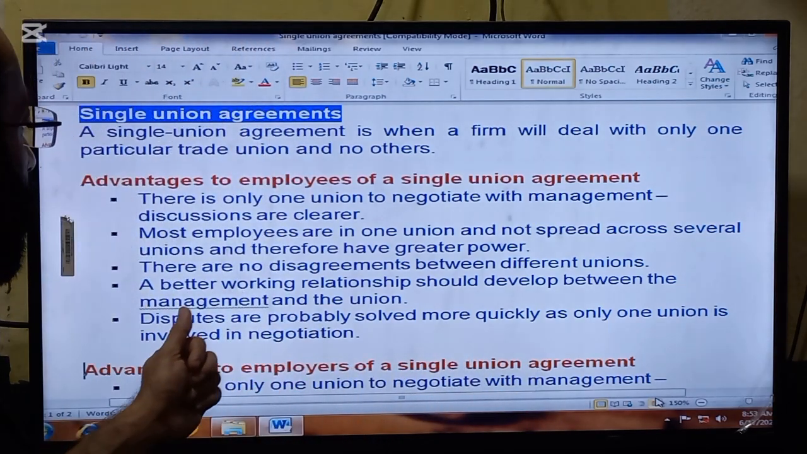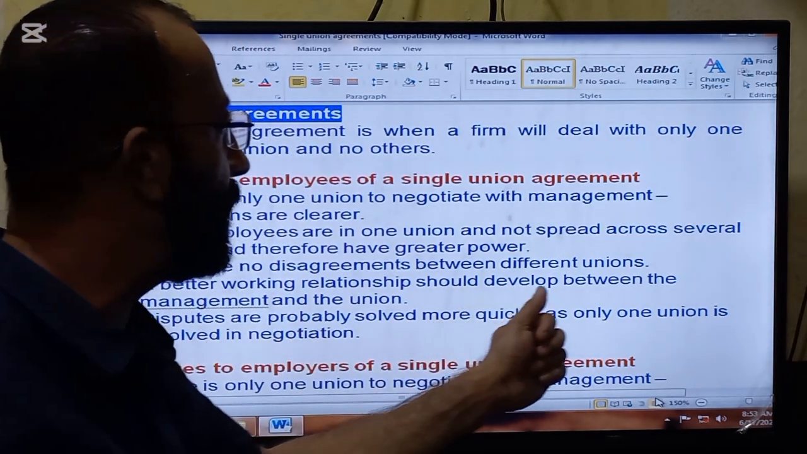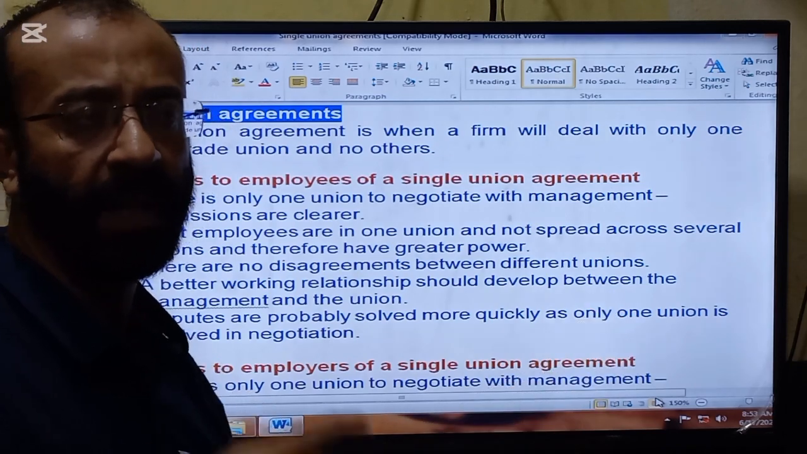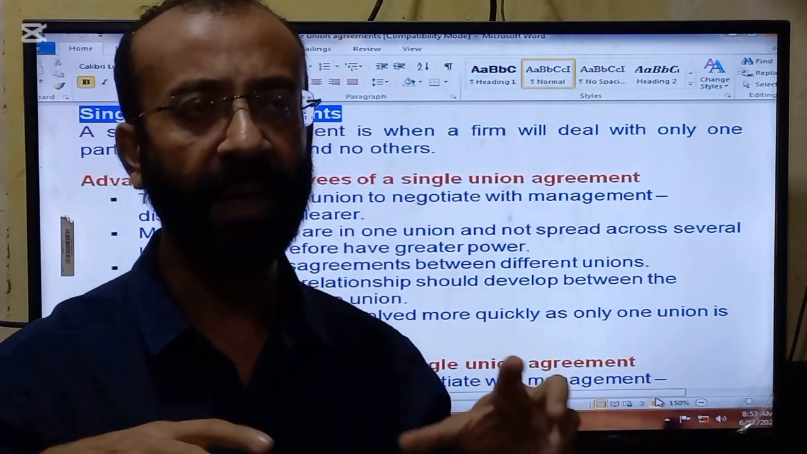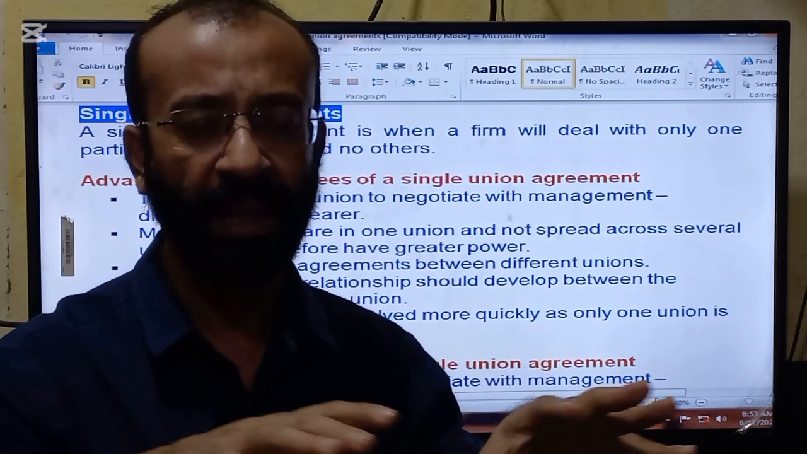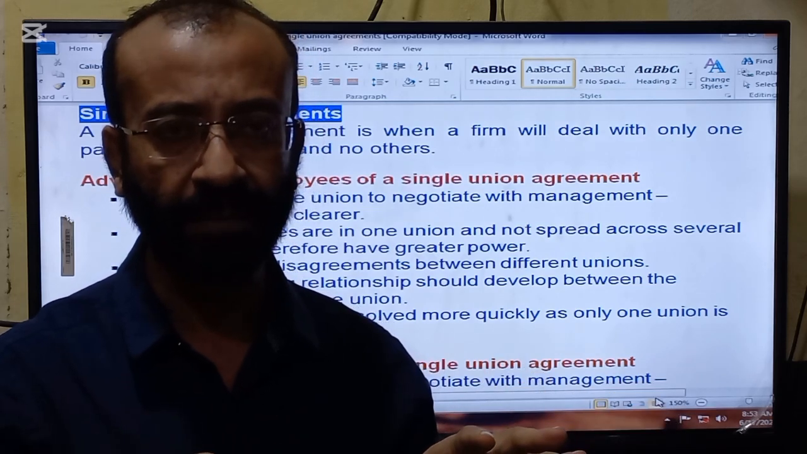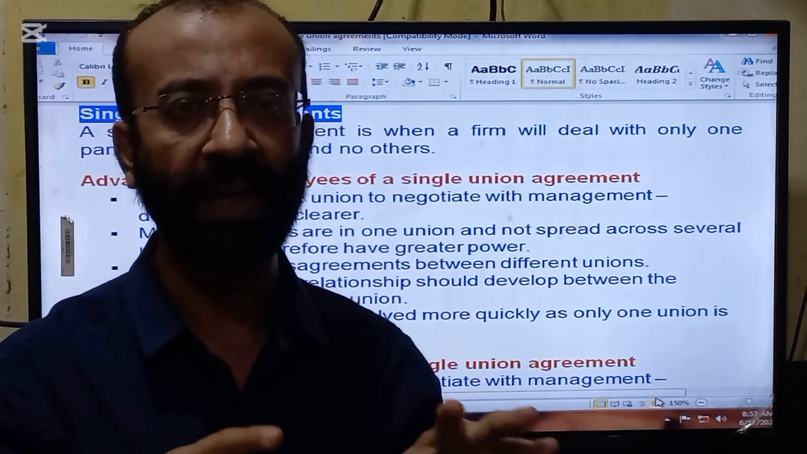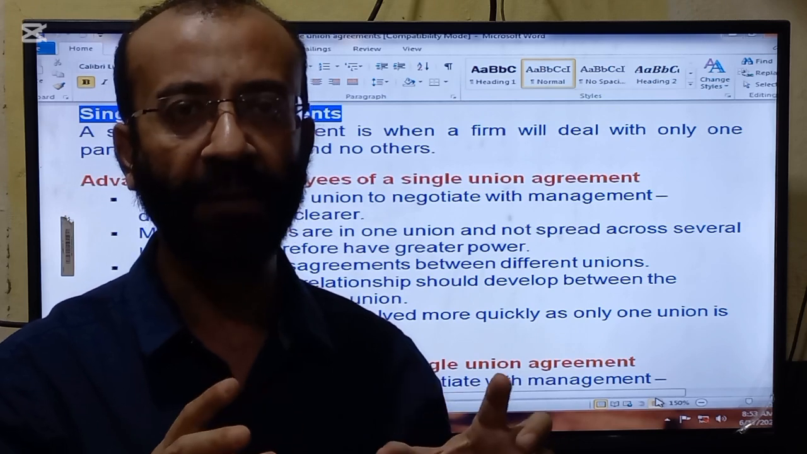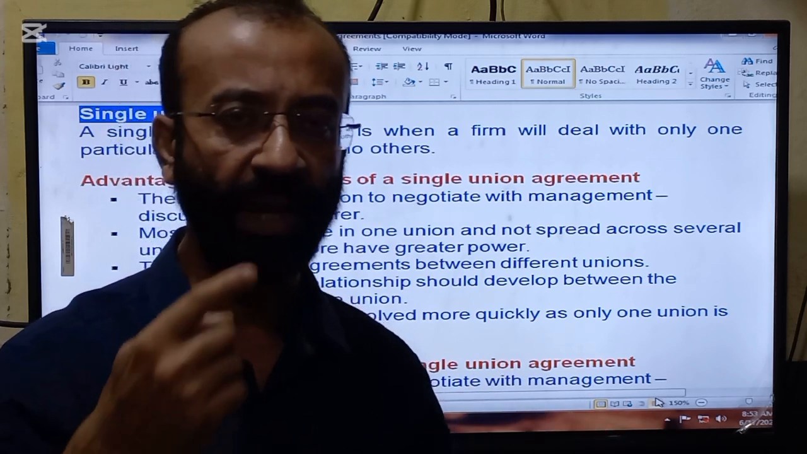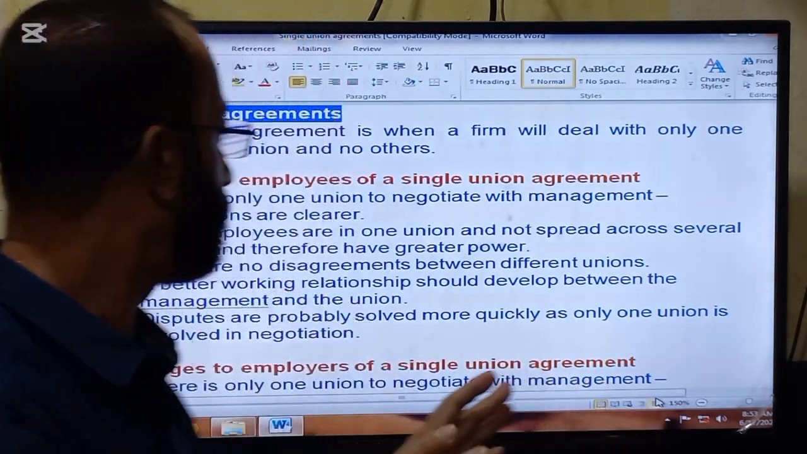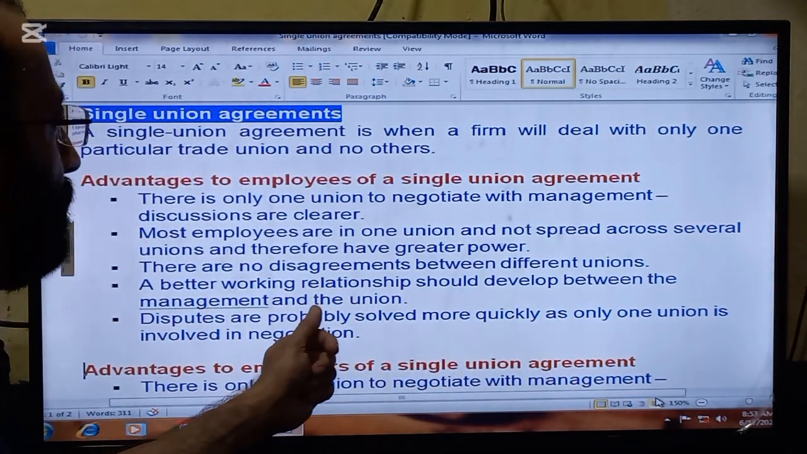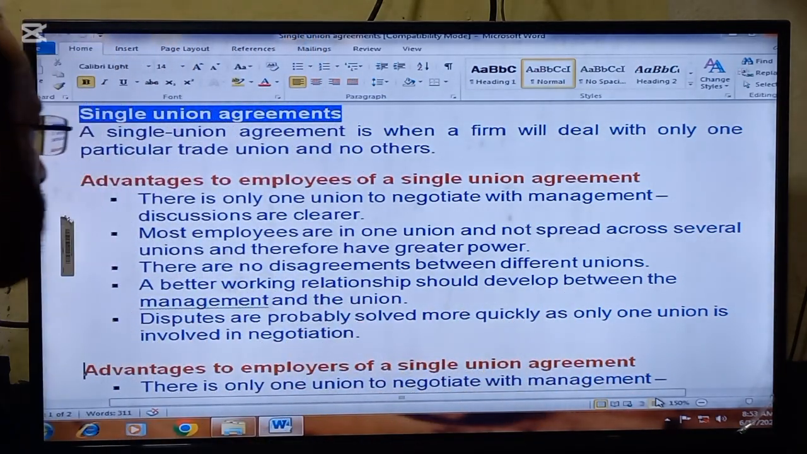Number three, there are no disagreements between different unions. So definitely when more than one union discusses the same thing, there will be some kind of disagreements or confusion between the unions. So when there is one union, things will be clearer. So there are no disagreements between different unions.